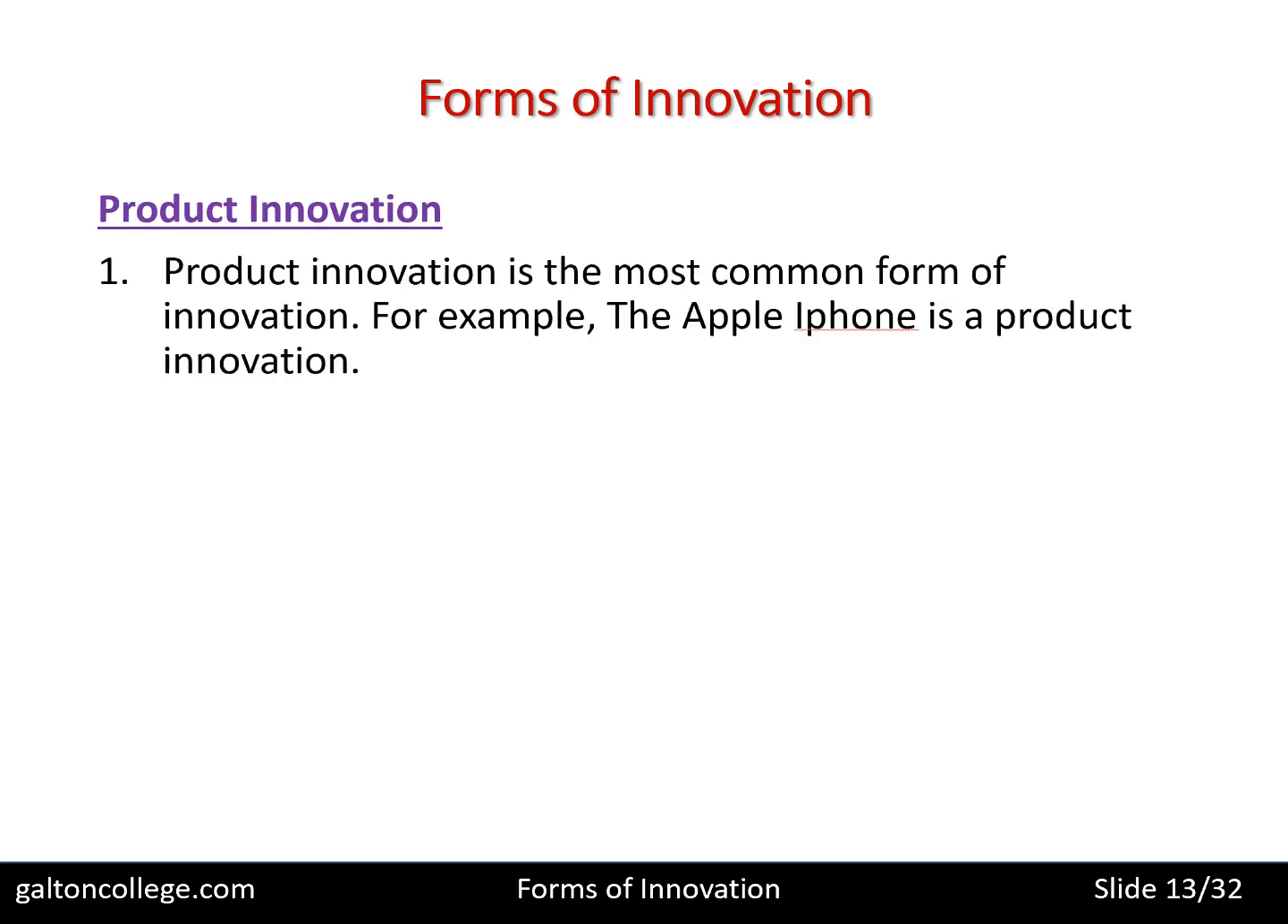Product innovation is the most common form of innovation. For example, the Apple iPhone is a product innovation. It changed the mobile phone industry. But we can go back through time and we can see products that changed society in quite dramatic ways. The invention of the television radically changed the way we live, the way we get our entertainment. The development of the radio before that, and so on.